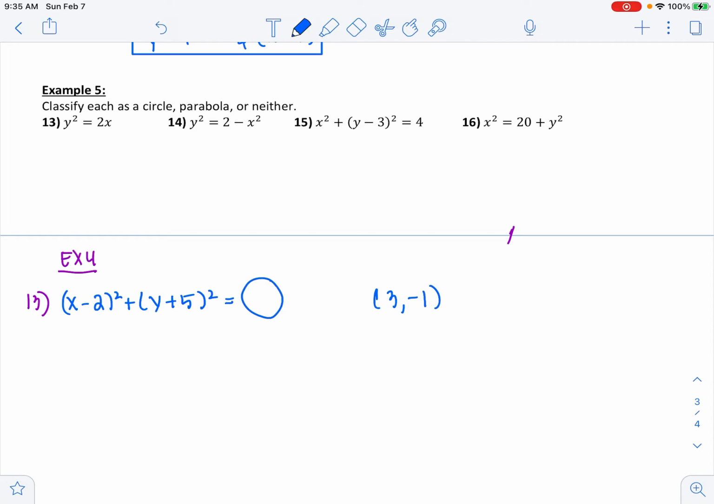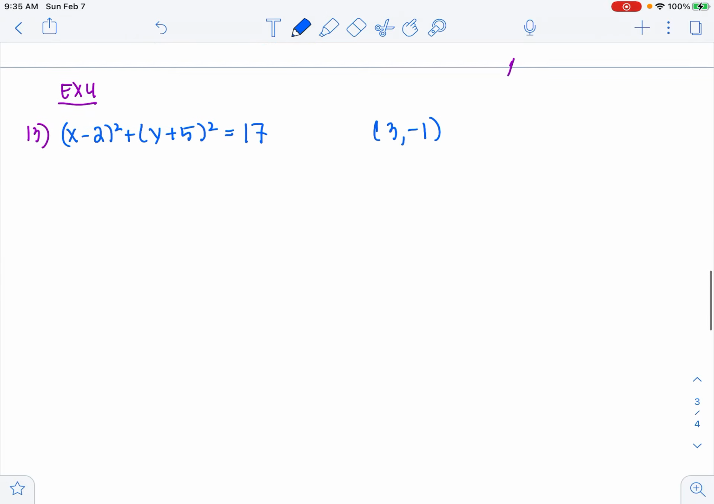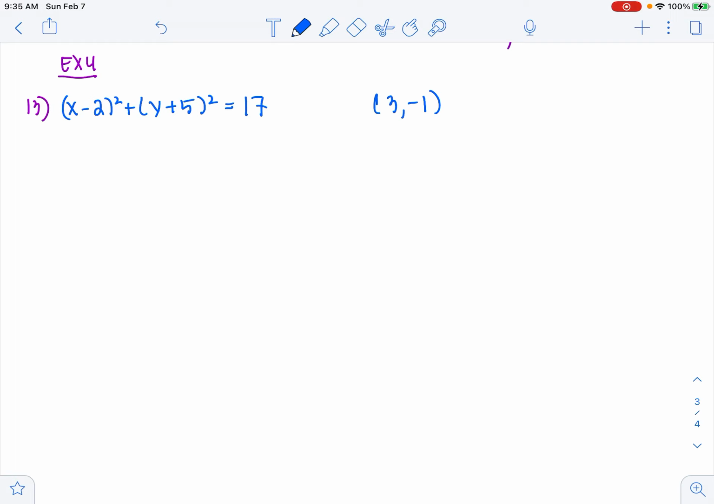All right. So I want to fill in the accurate value. That doesn't matter, but I want to fill it in accurately. And so I'm going to plug in 3. That gives me 1. Plug in negative 1. That gives me 16. So this is 17. Okay. So in order for it to be true, this would have to be 17. I just didn't want to put a random number there. Okay. So write an equation of the tangent line to that circle at that point.